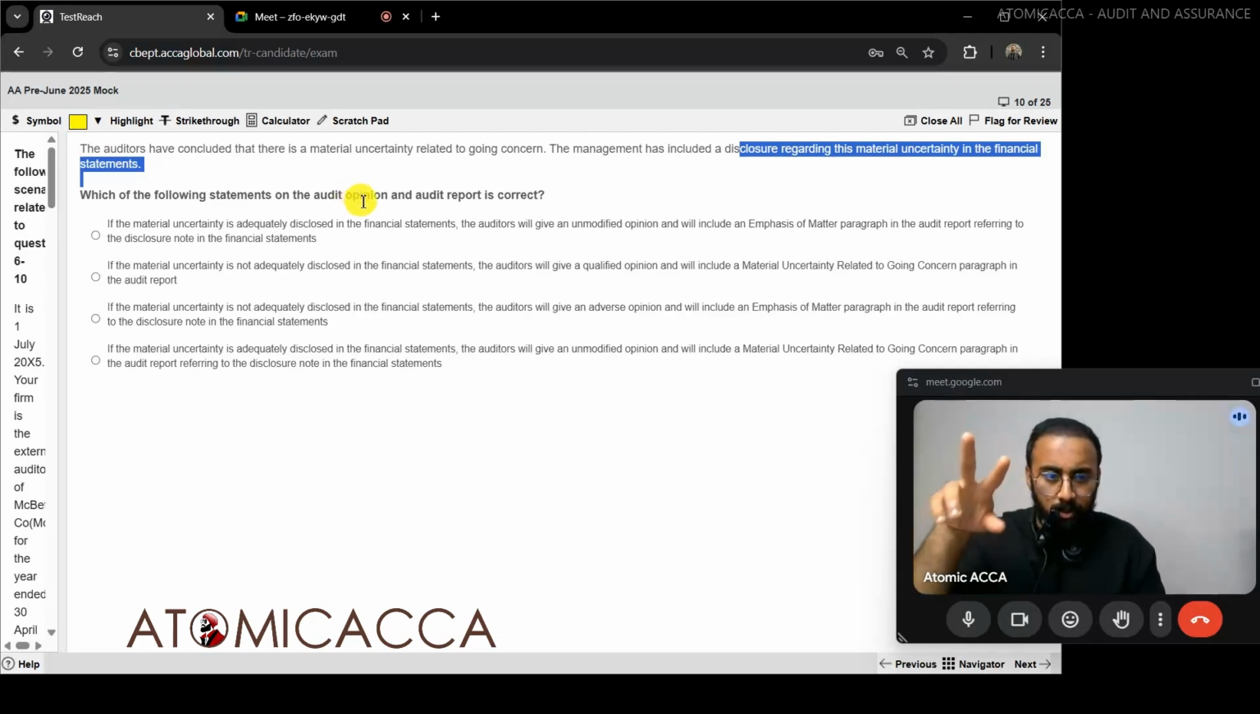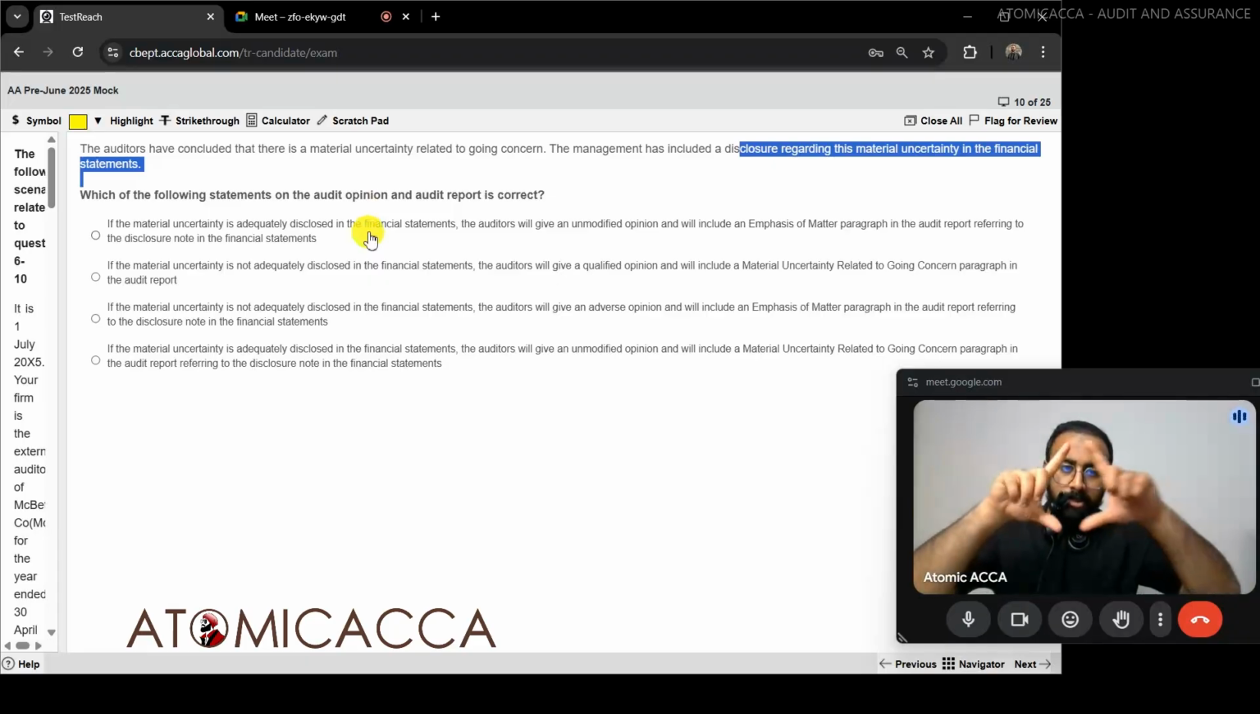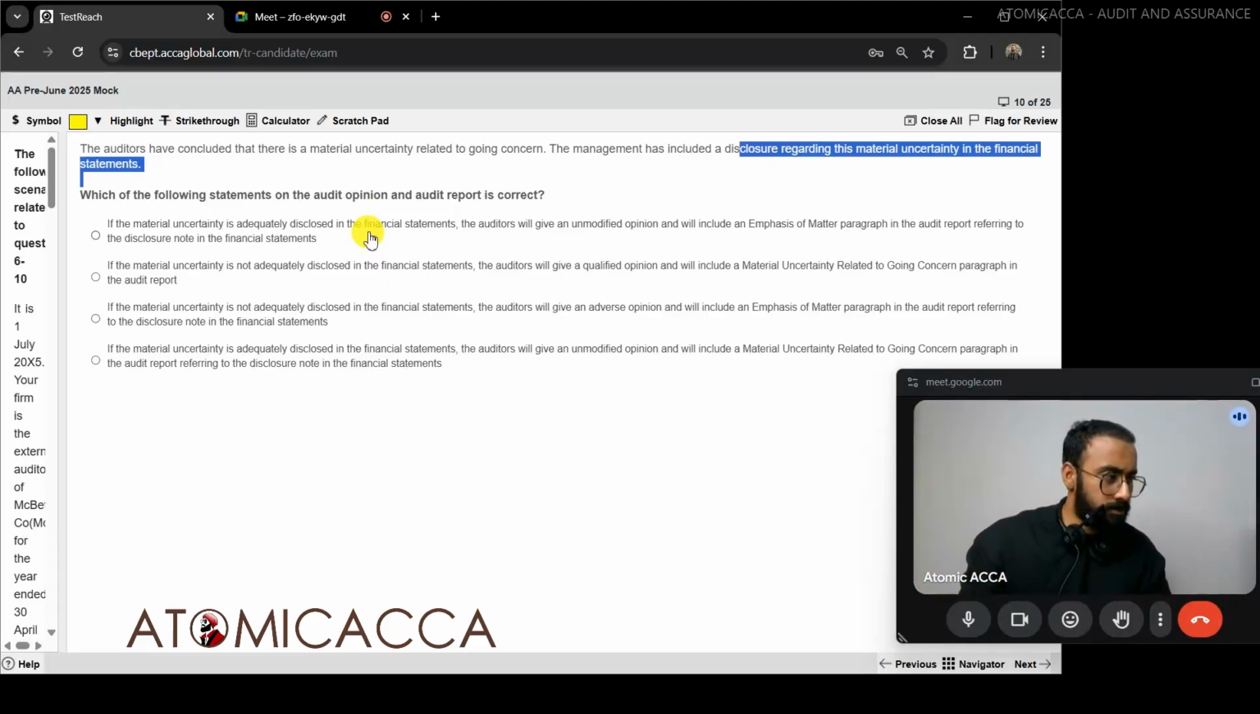So these are 2 things always remember. Audit report is like the big picture. How do I show this?